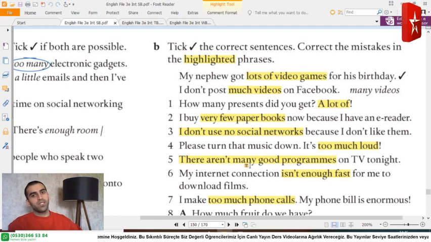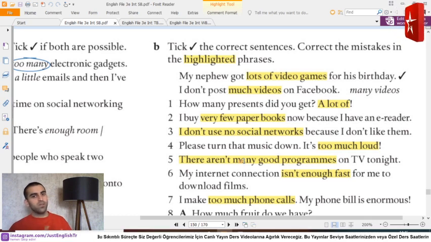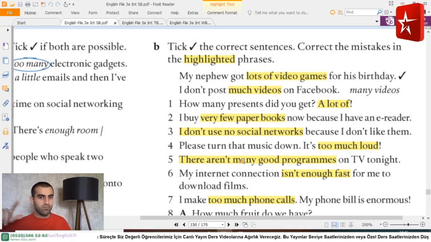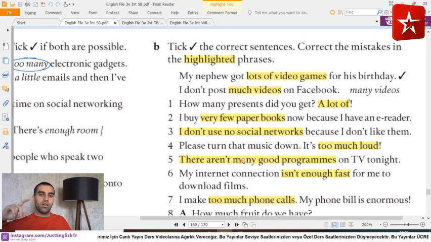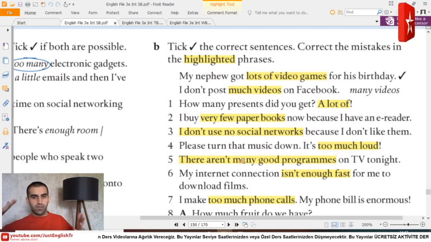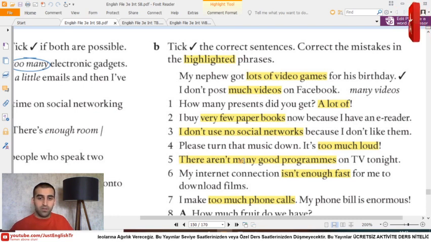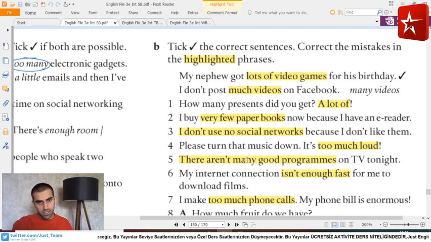If we use any, it is also correct, but if we use any, it means we don't have any, zero. But there are not many good programs. It means we have some, but we don't have many. For example, we have 4, but actually we should have 10 or 15. So this sentence is correct.